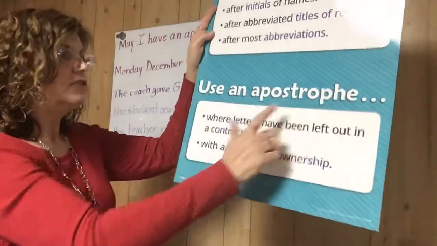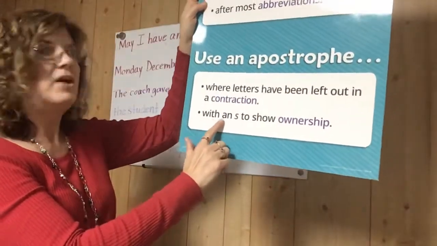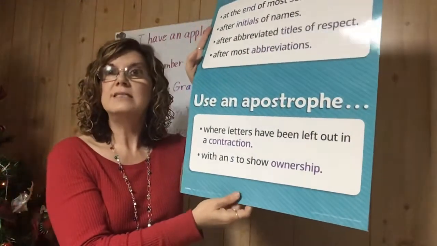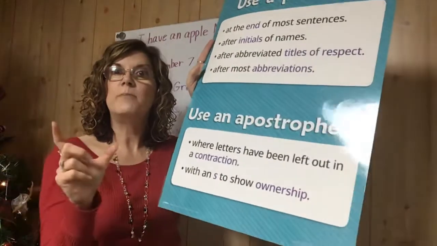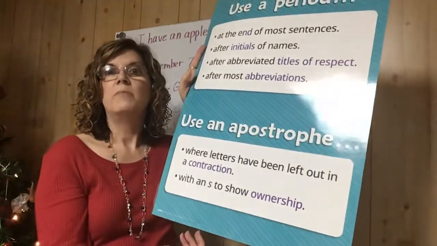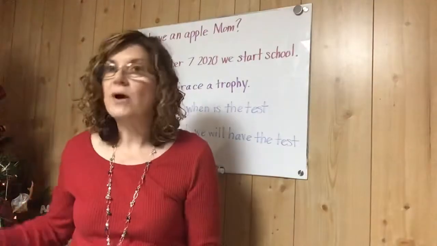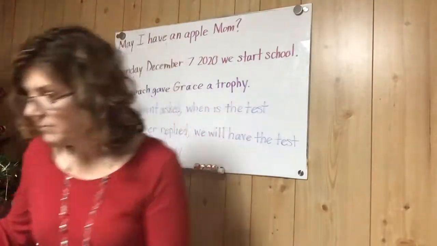All right, use an apostrophe. We're only going to look at this with an S to show ownership because you do need to know that for the test. We're going to take a sentence and turn it into just a possessive phrase by putting an apostrophe S with who is owning it and then writing whatever it is they own.